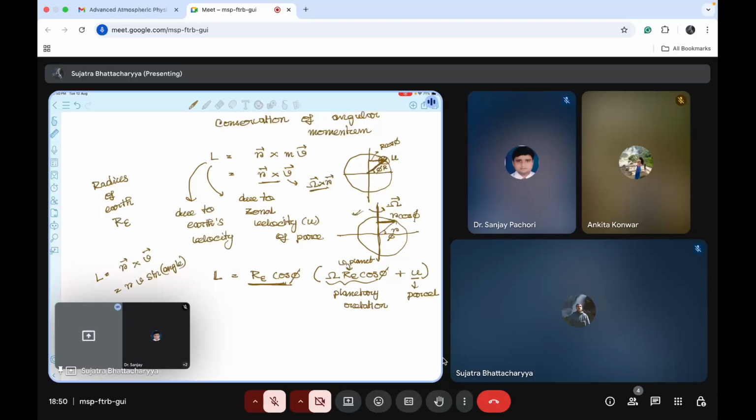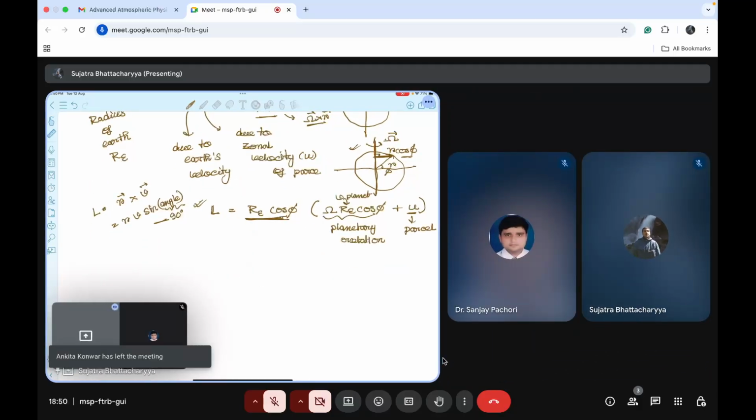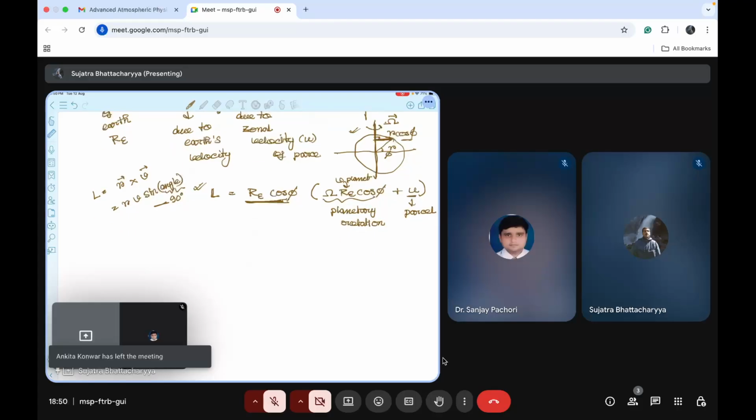See, this vector and u vector are perpendicular to each other. So this angle is 90 degrees. The sine 90 is 1. Okay. So that's why it will be Re cos phi into u. Second case, planetary rotation, omega cross r becomes omega r cos phi because these are perpendicular. Also, there is an r cos phi here. So that gives you this. Okay. So this is the angular momentum.